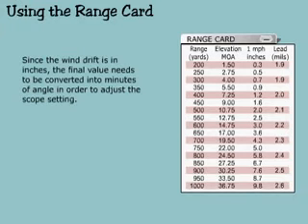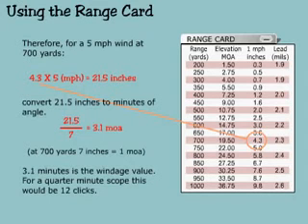Since the wind drift is in inches, the final value needs to be converted into minutes of angle in order to adjust the scope setting. Therefore, for a 5 mile per hour wind at 700 yards, 4.3 times 5 equals 21.5 inches. Convert 21.5 inches to a minute of angle. 21.5 divided by 7 equals 3.1 minutes of angle. At 700 yards, 7 inches equals 1 minute of angle. 3.1 minutes is the windage value. For a quarter minute scope, this would be 12 clicks.